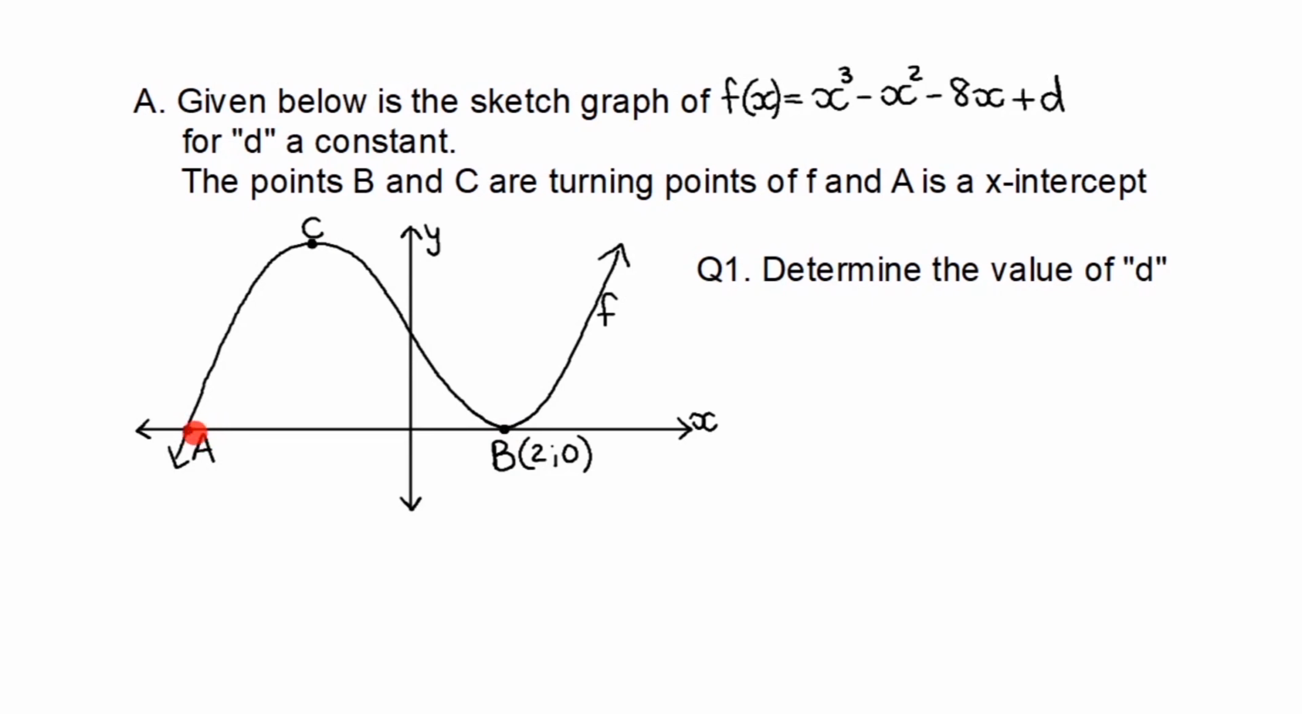Well, A is an x-intercept. Isn't there another x-intercept as well? Yes. B is also an x-intercept. B is actually a special x-intercept because the graph is touching the x-axis there, but it's also a turning point. Okay, the question says, determine the value of d, the unknown that I have there.